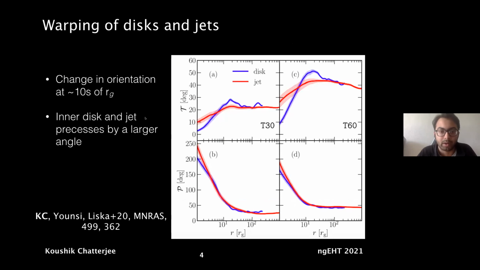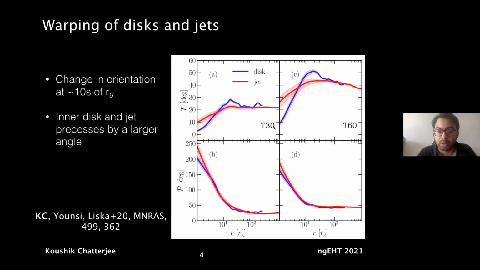This is where the tau parameter comes in. The plot on the right shows this tau parameter with respect to radius for both the disk as well as the jet. Now, if both of these quantities were 0, then we would have perfect alignment of the disk as well as the jet with the black hole spin axis. What you see is that if you start with an initial disk with a tilt angle of 30 degrees, over time the inner part of the disk does align, but the outer part stays misaligned. And so we have a change in orientation at tens of gravitational radii.